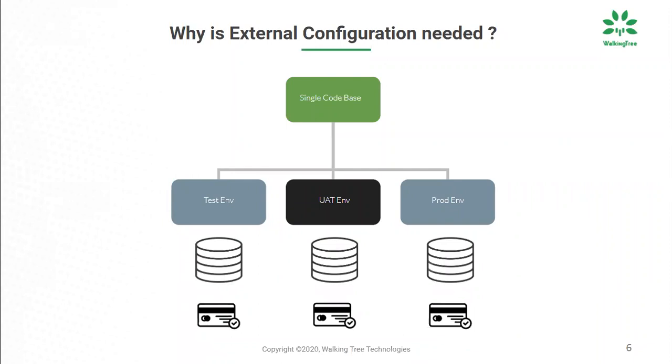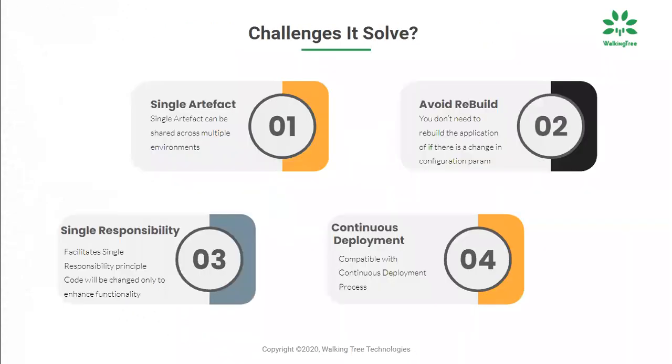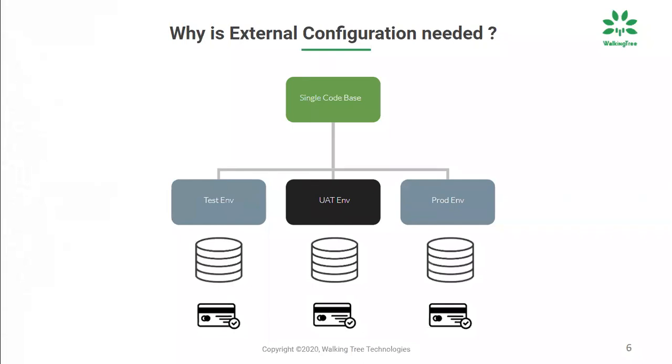You'll have a single code base, and that single code base is catering to different environments. In your application, you'll have a test environment, UAT environment, and production environment. Some people will have more environments, like dev environment and performance environment. But although the code may be the same, each environment will have its own specific attributes, like entities. For example, database: the test environment will have its own database, UAT will have its own database, and production will have its own database.